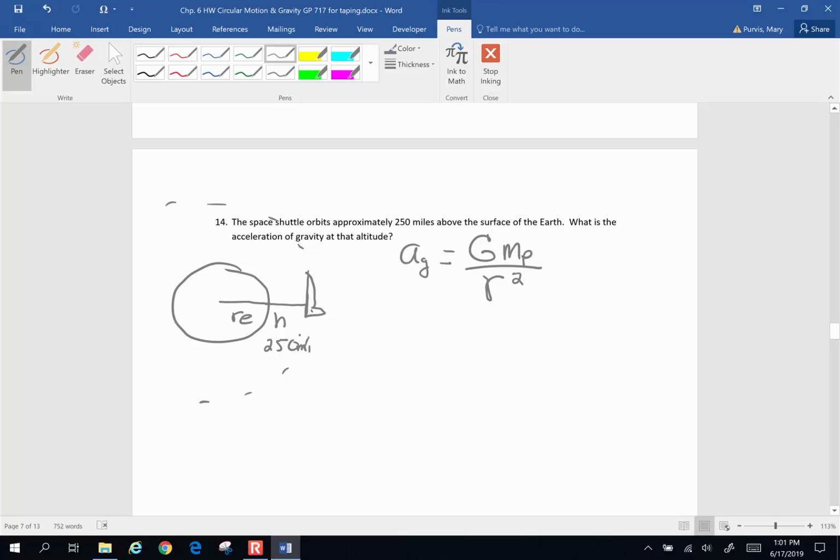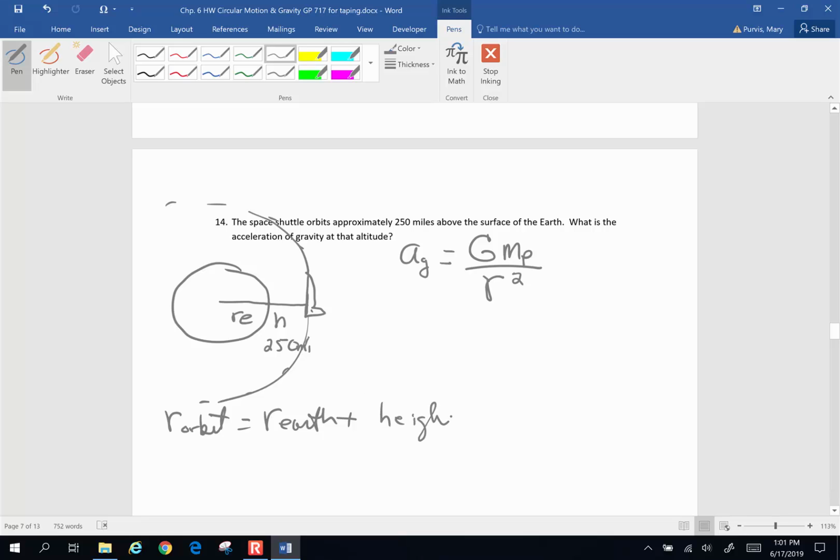So let's do our unit conversion and figure out one value for this entire height of orbit up to the space shuttle or the International Space Station. So the entire radius of the orbit is going to be equal to the radius of the Earth plus the height.